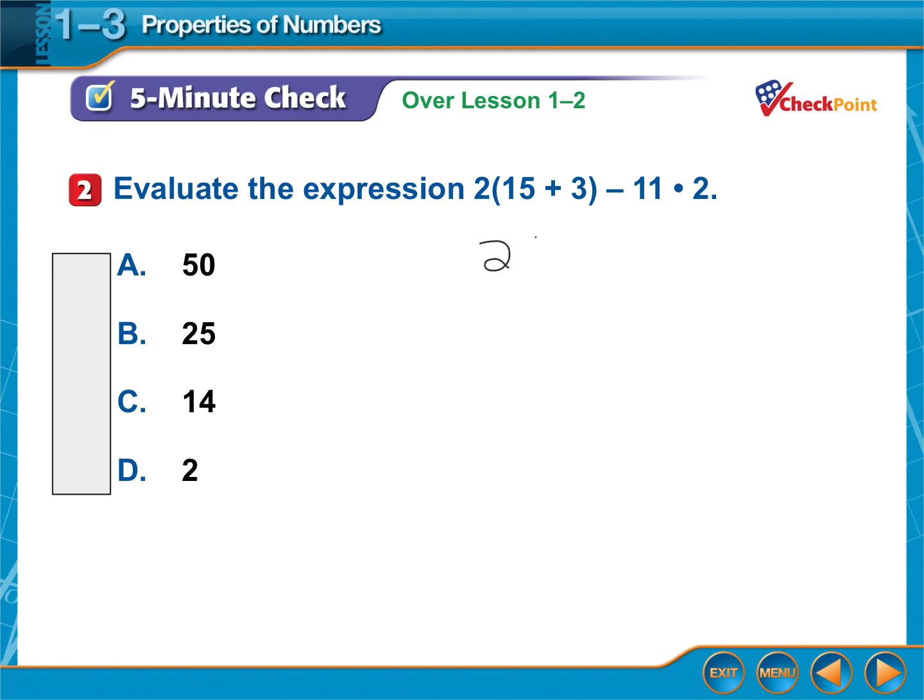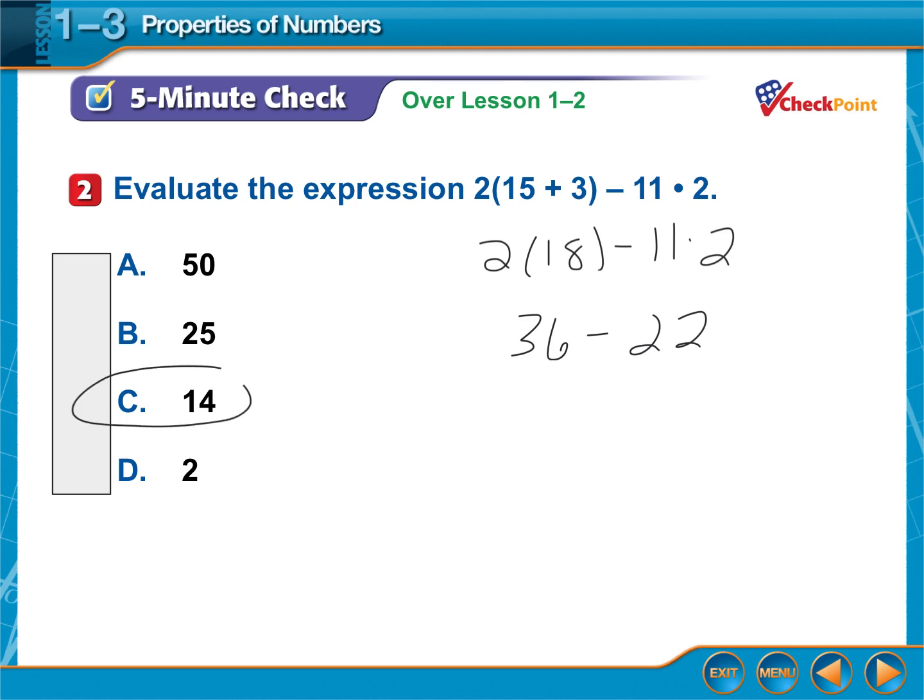15 plus 3. What's 15 plus 3? 18. What would our next step be? Multiply. Multiply what? 2 times 18. 2 times 18 is what? 36. It is 36. What else can we do in this step? 11 times 2. What's 11 times 2? 22. What's 36 minus 22? 14.